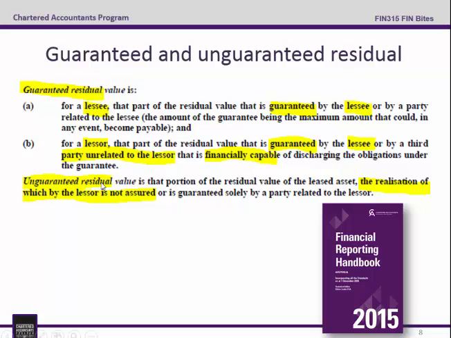Whereas an unguaranteed residual value is the amount, the realisation of which by the lessor is not assured. Another way of thinking about it is that it's some sort of optional residual to pay at the end. So no one's being forced to pay it. It's not a contractual amount that has to be paid. So that's the difference between a guaranteed residual, which is slightly different depending on whether you're the lessee or lessor, and an unguaranteed residual, which really only has application to the lessor when you do the accounting.